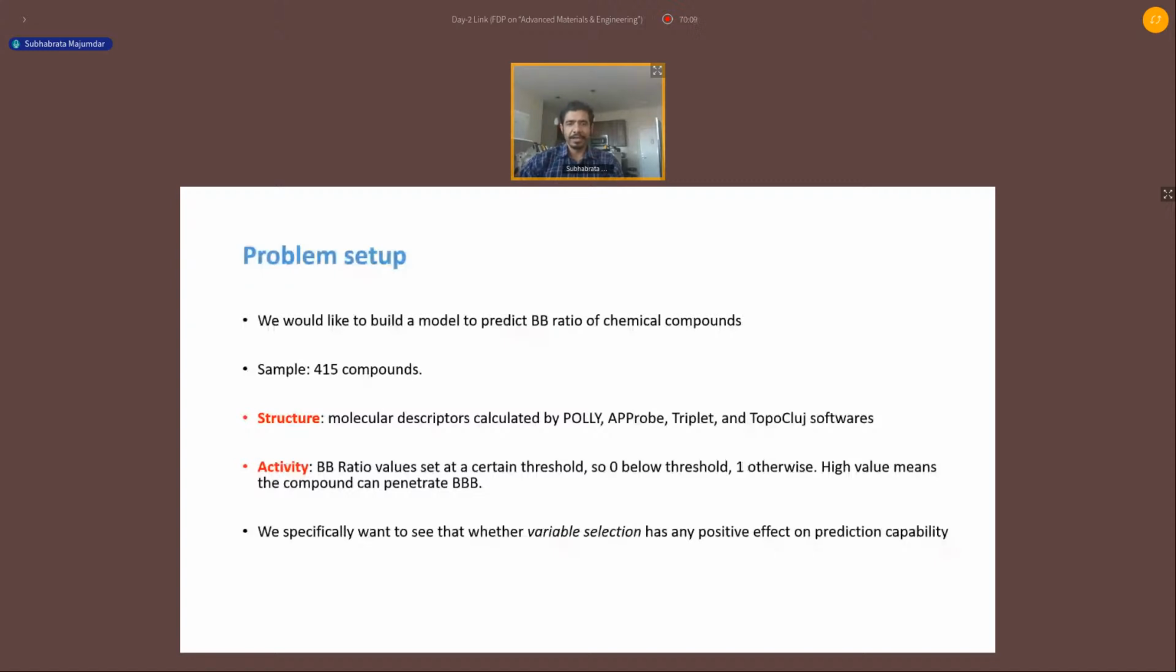And we set a threshold, suppose above a certain value, say above 90, if the blood-brain ratio can be from 0 to 100, I'm just giving an example. If the blood-brain ratio value is above 90, you say that, okay, let's say this compound passes the blood-brain barrier and label it as 1, otherwise label it as 0. So this becomes a prediction problem of whether the activity is 0 or activity is 1.